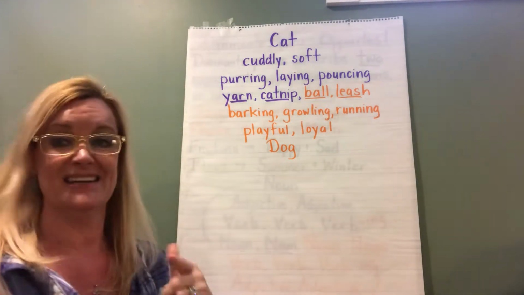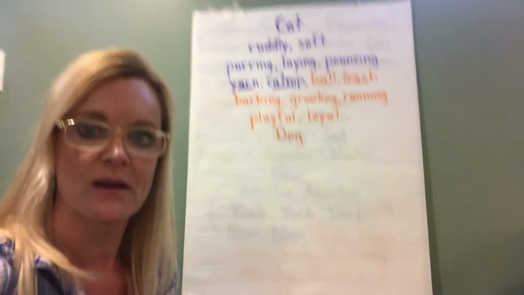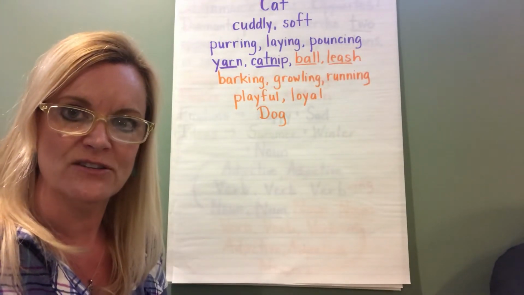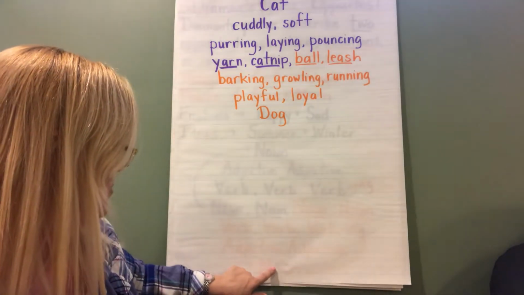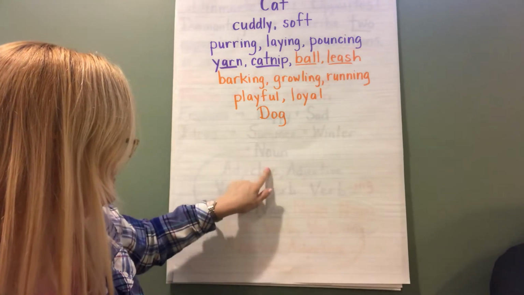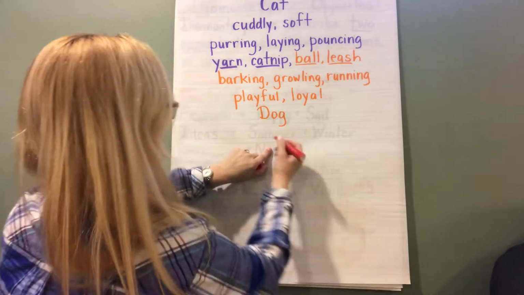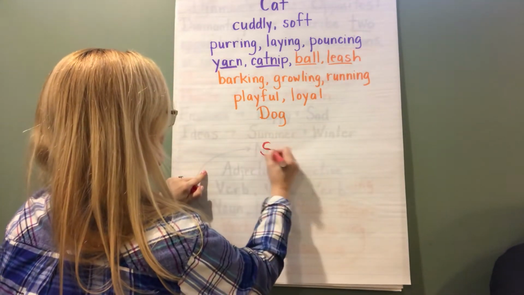So I need 7 lines for my poem. Let me see if I can, oh good, I can get the edge of the chart paper in there. So I'm going to start 1, 2, 3, 4, 5, 6, 7. So I'm going to start with summer.